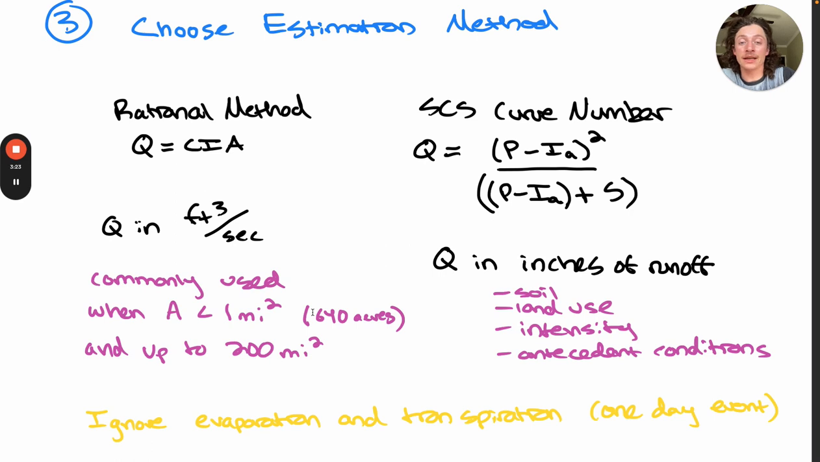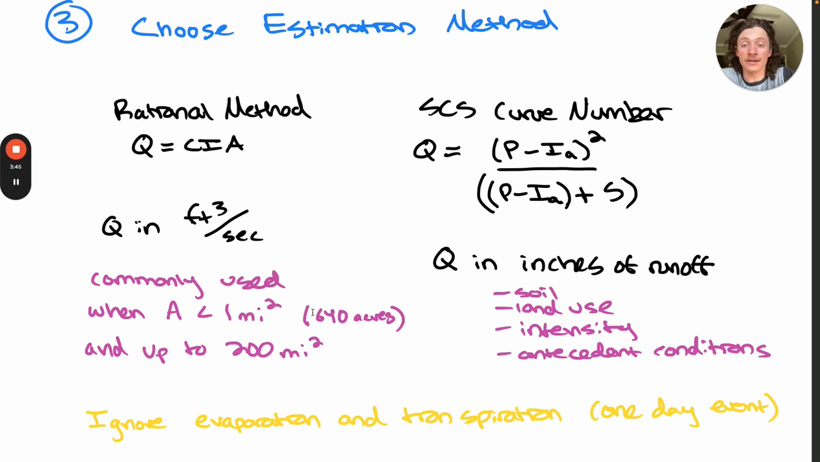The rational method is very similar to the SCS curve number method, both using a coefficient to represent the topography and land cover of the watershed to then calculate peak flow. The rational method is commonly used in small areas, less than 1 square mile or 640 acres and up to 200 square miles.